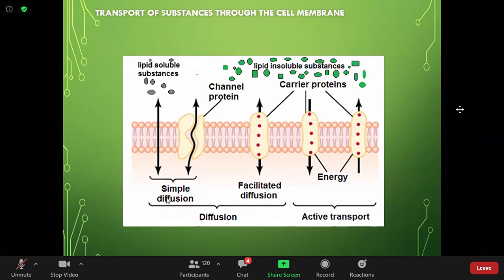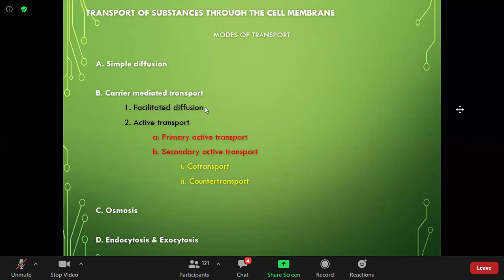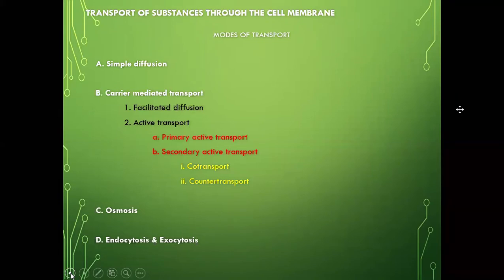So diffusion and active transport. Diffusion can be simple diffusion or facilitated. By facilitated diffusion, it will make use of carrier proteins, but it doesn't utilize energy. Whereas active transport, it also utilizes carrier proteins, but it uses energy. So, modes of transport of substances through the cell membrane is through simple diffusion, carrier-mediated transport, osmosis, endocytosis, and exocytosis.